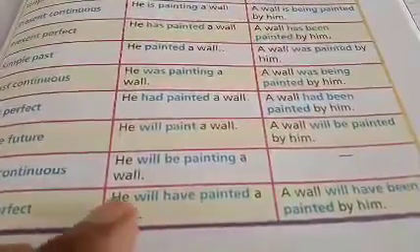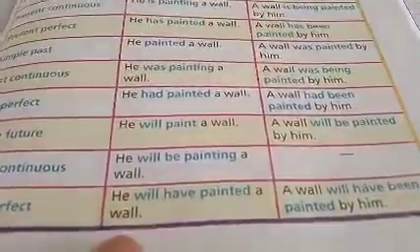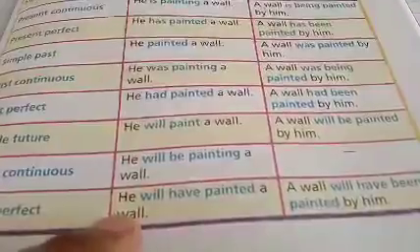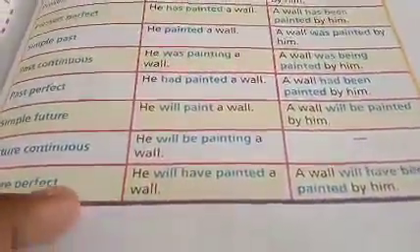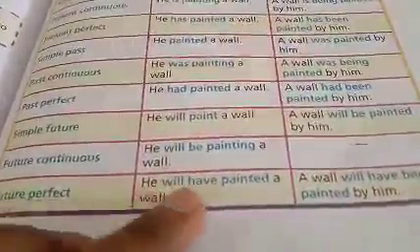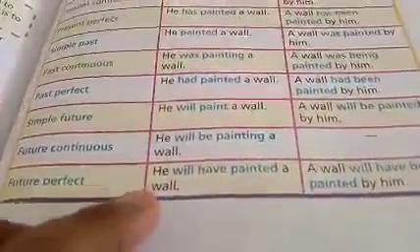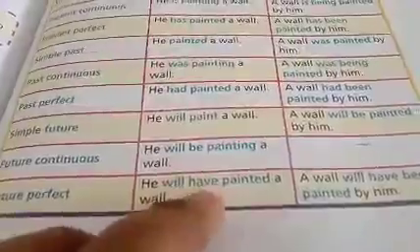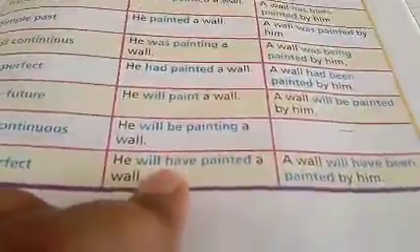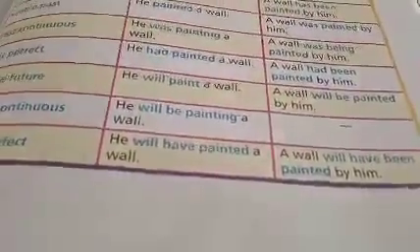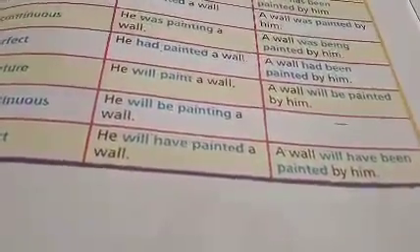When you convert it into passive voice, a wall takes the place of he, the subject, and after that have been is used. Will have been, a wall will have been painted by him. Okay, students, this is the structure of active and passive voice.